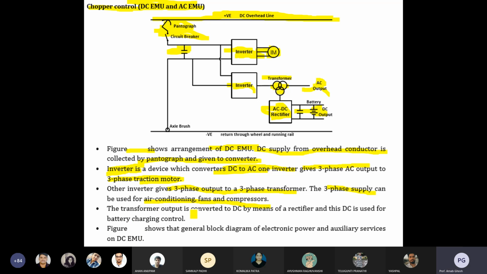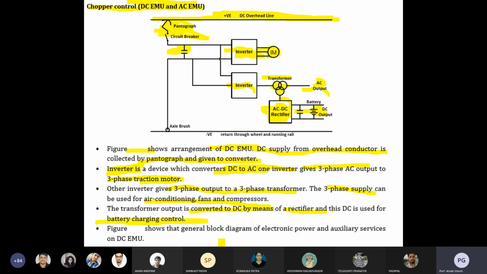The transformer output is converted to DC by means of a rectifier. This DC is used for the battery charging control. But it's not a single directional converter, it is a bidirectional converter. So the battery can be charged as well as discharged through this converter. If it were not bidirectional, it could not be discharged in that manner.